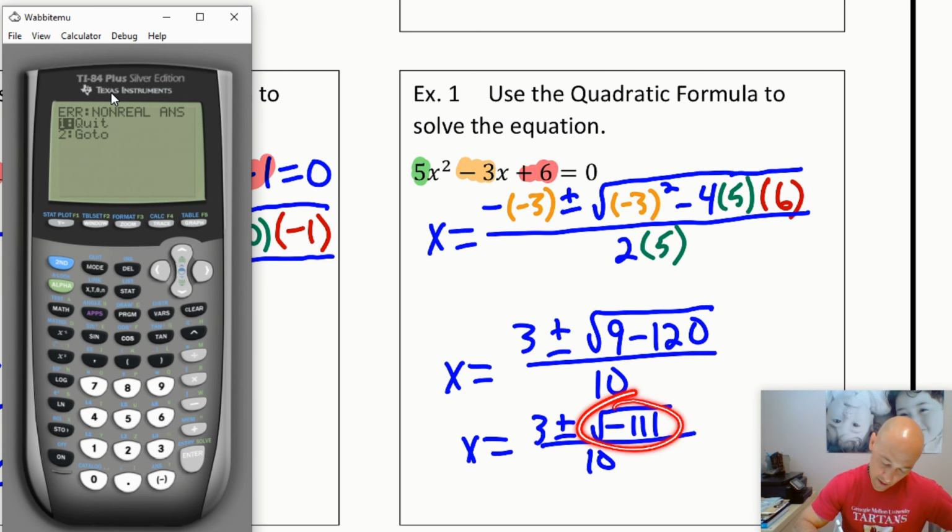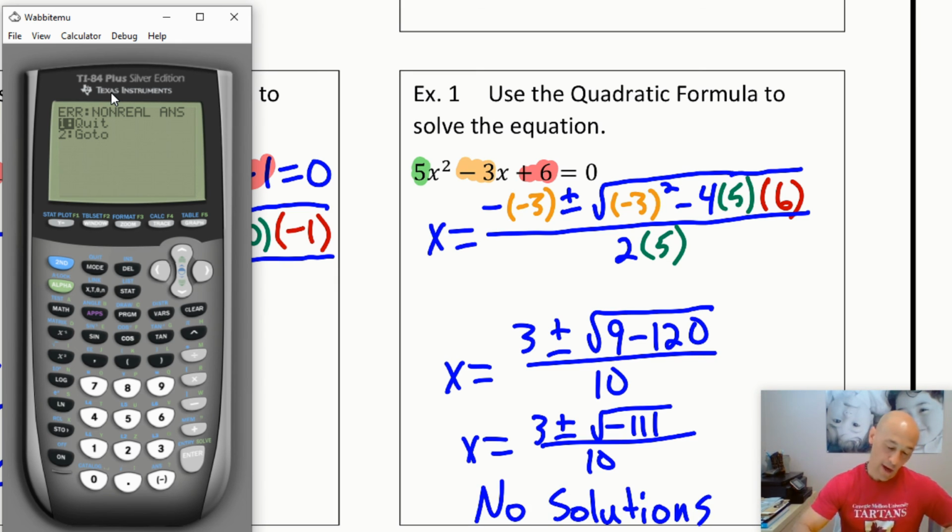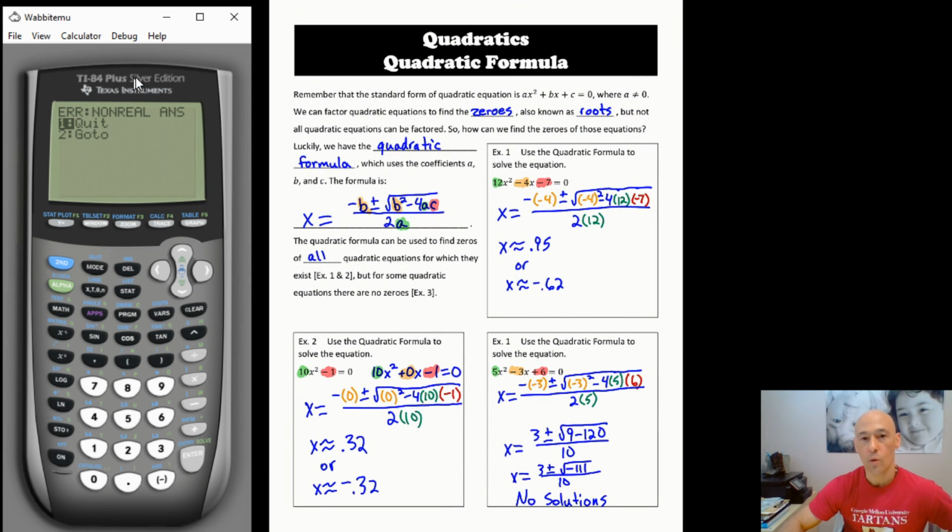And right here, this is the problem. We cannot have the square root of a negative number, so this means there are no solutions. So there are no zeros to this equation, because this creates a problem right here. Whenever you have a square root of a negative number, no answers. There are no solutions. So in this situation, there are no solutions to our original equation right here. No x values will make that true. And that is the quadratic formula.